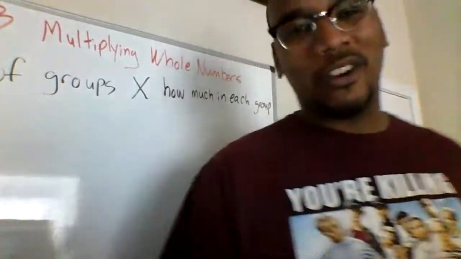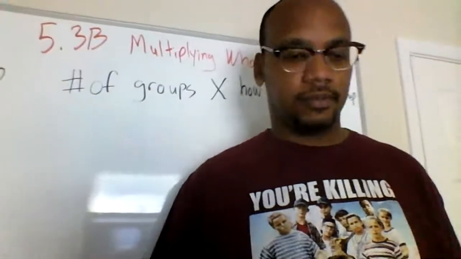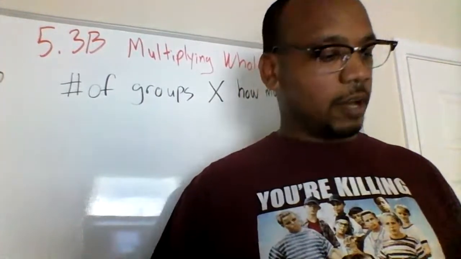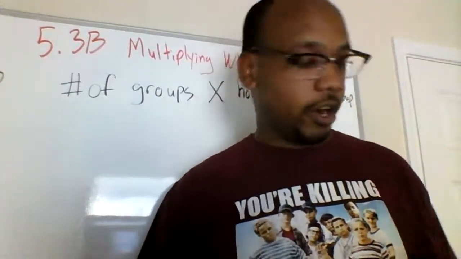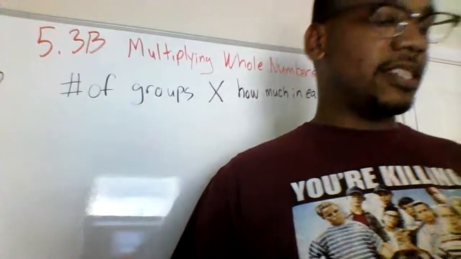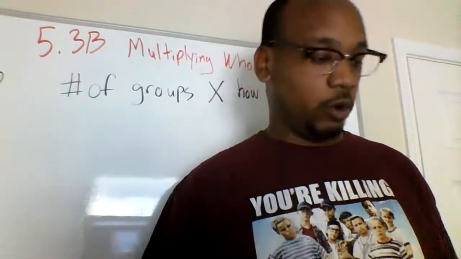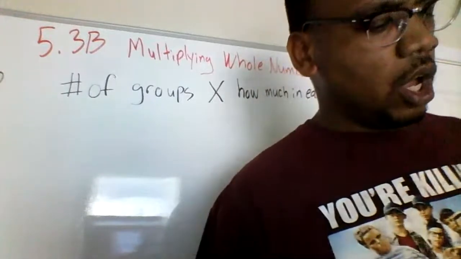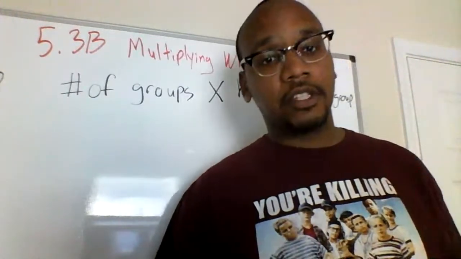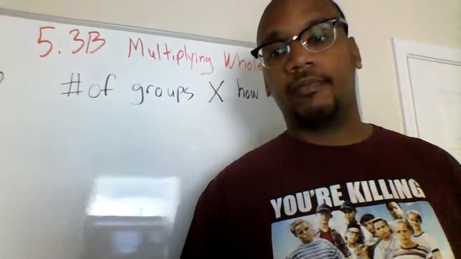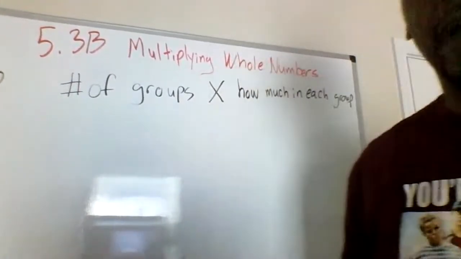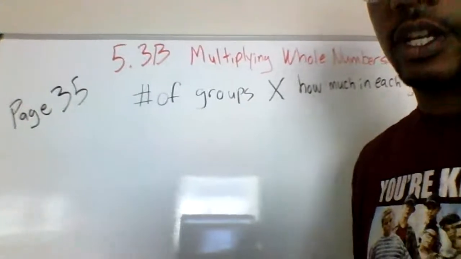All right, we're gonna talk about dolphins. A bottlenose dolphin weighs about 175 kilograms. Jeremy saw 18 bottlenose dolphins at the aquarium. What is the total weight of the dolphins that Jeremy saw? All right. So, again, I want to go back to the basics of multiplication.